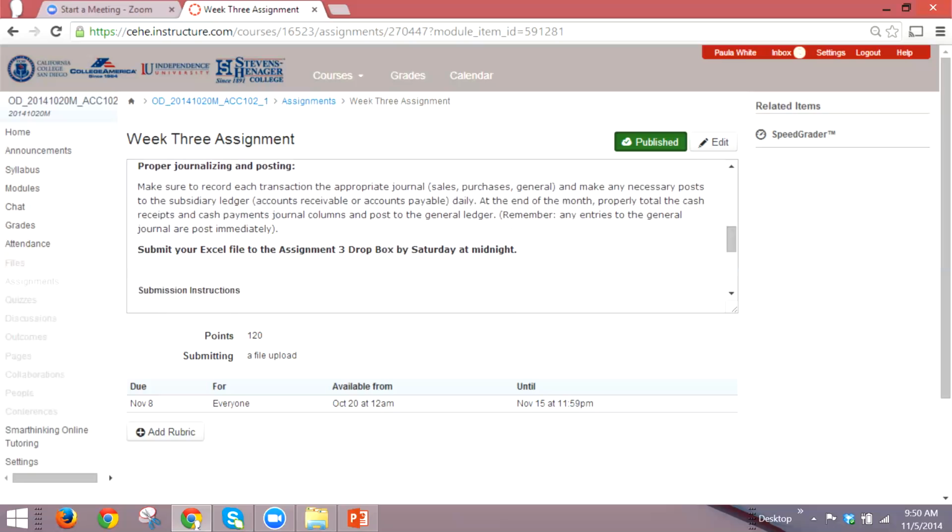So the requirement is to make sure that you record each transaction in the appropriate journal, sales journal, purchases journal, or general journal, and make the necessary posts to the subsidiary ledger, accounts receivable or accounts payable, and do that daily. Then at the end of the month, properly total the cash receipts and cash payments journal columns and post to the general ledger. Any entries to the general journal are to post immediately. And then that's due by Saturday evening at midnight Mountain Time.